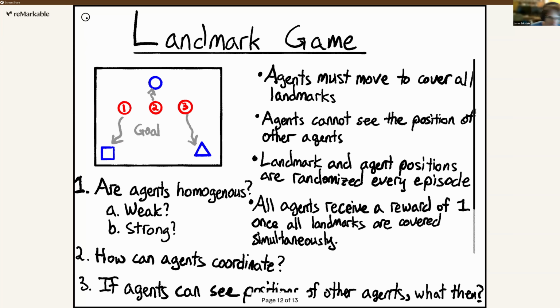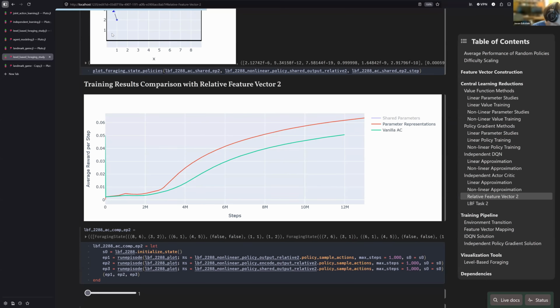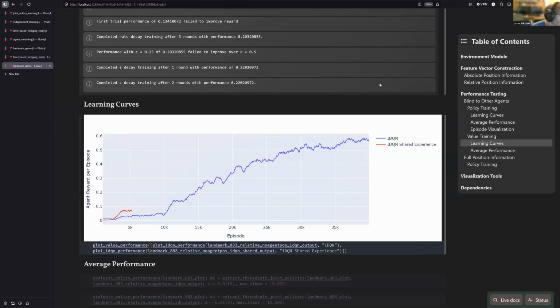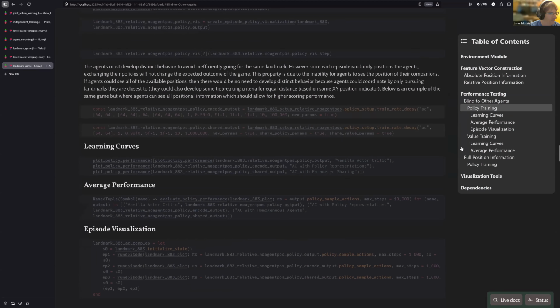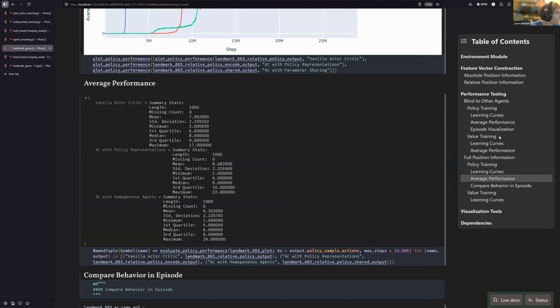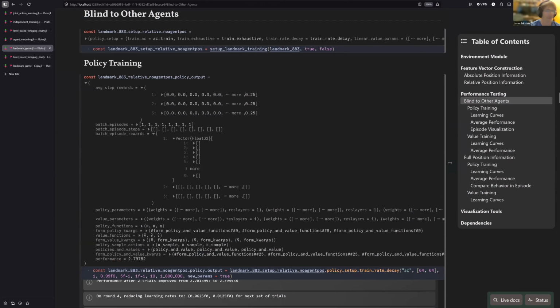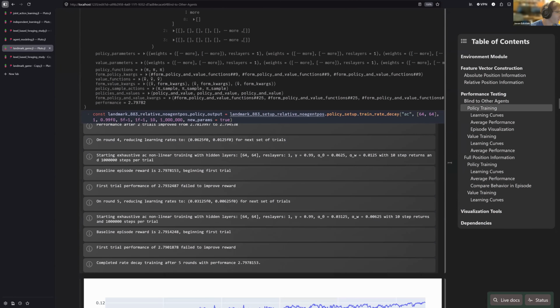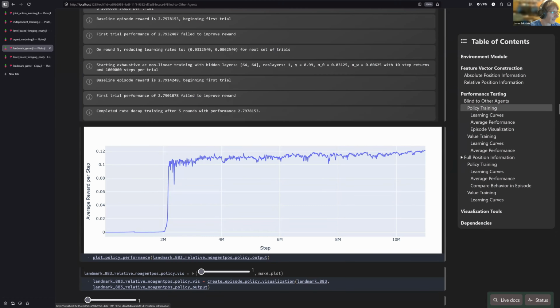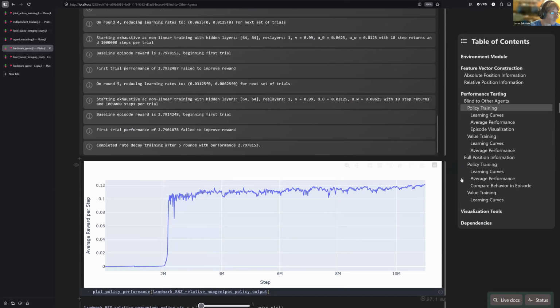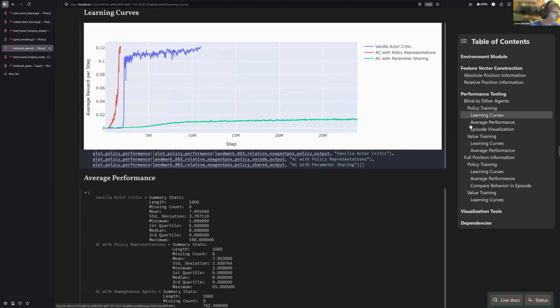Okay, let's actually look at the performance of this landmark game and see what it looks like. This is the original version of the game, where the agents are blind to the other agents. And this is showing just a vanilla training run. I'm just going to skip down to the actual learning curves here.